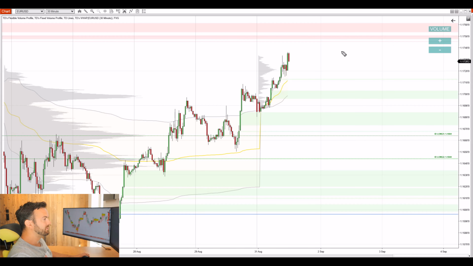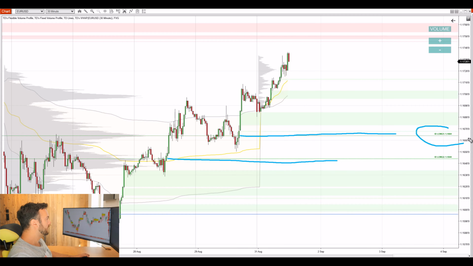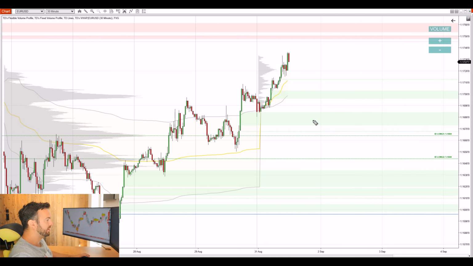And on this 30-minute chart of euro, I want to show you 2 strong levels that I'm planning to trade. Those are 2 support levels, this one and this one. The higher one is at 1.1664. The lower one is at 1.1644. Let me now tell you about the reasoning behind those levels.